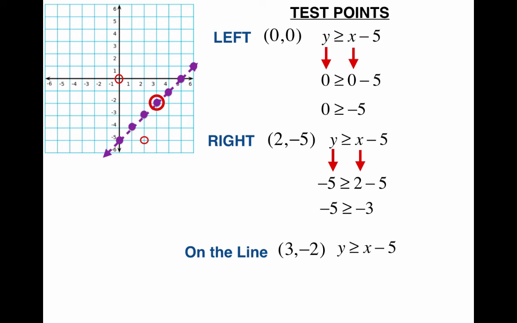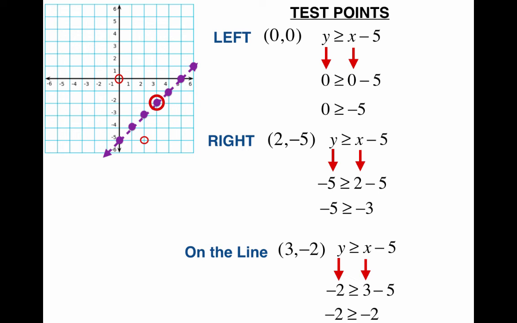And I'm going to take that inequality, y is greater than or equal to x minus 5, and do the same thing I just did with the left and the right. I'm going to put 3 and negative 2 in. Negative 2 is the y, 3 is the x, and 3 take away 5 is the math I'm going to have to do here. So negative 2 is greater than or equal to 3 minus 5, which is negative 2. So negative 2 is greater than or equal to negative 2. Cool.